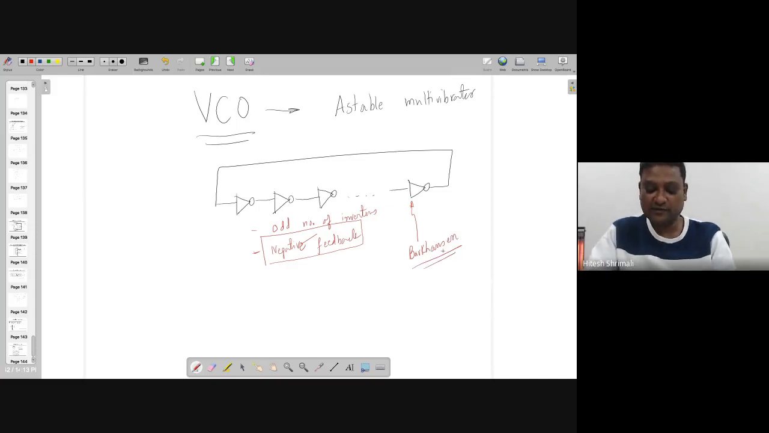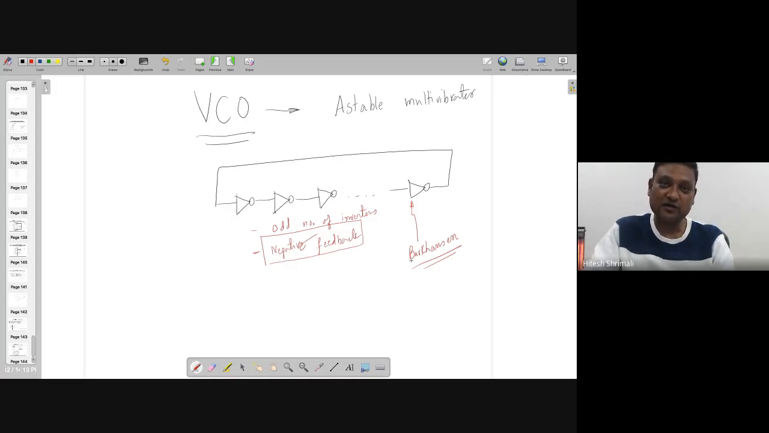In a separate course called mixed signal VLSI design, I have explained how this Barkhausen criteria is derived, and various oscillators have been checked, and their oscillatory conditions and frequencies have been derived there.